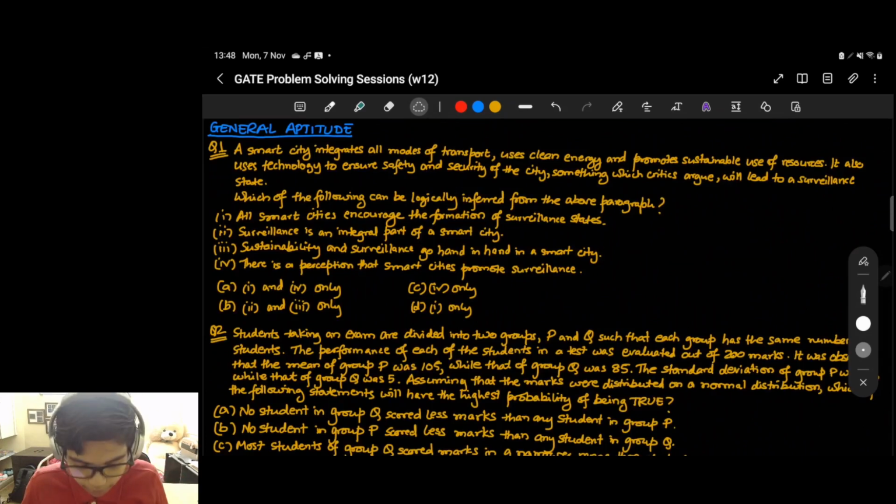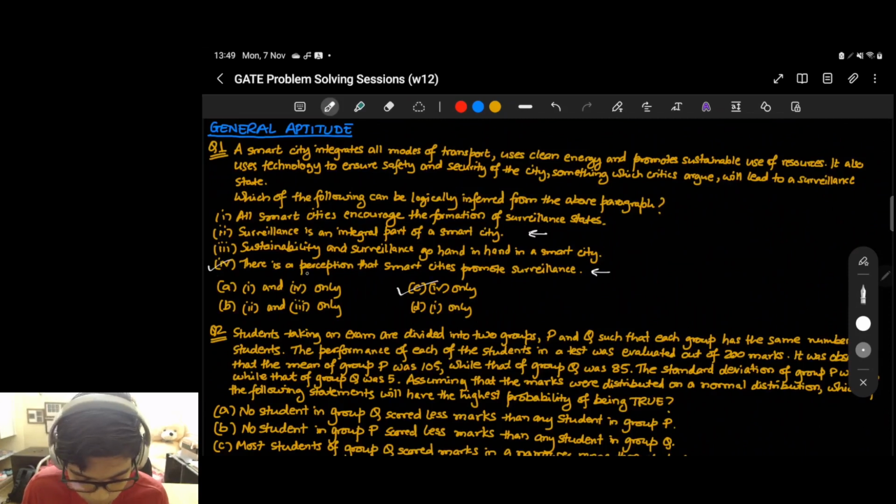You notice that statement 2 and statement 4 might sound similar, but they are different. Statement 2 says that surveillance is an integral part of a smart city. That is, a smart city should be having and promoting the formation of a surveillance state. The fourth statement says that there is a perception. The important word over here is perception, that smart cities promote surveillance. And so the correct option is statement 4. So the correct option is option C, 4 only.